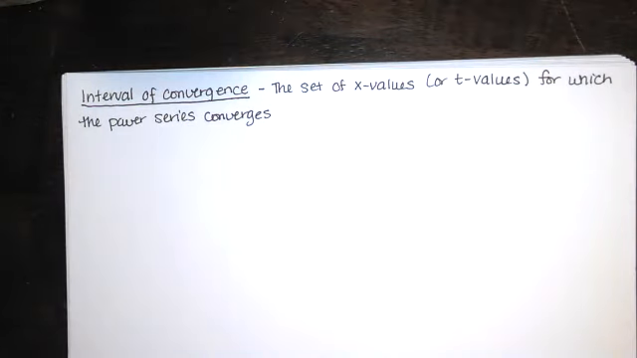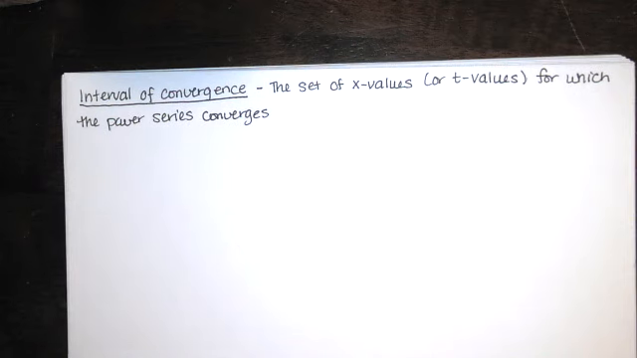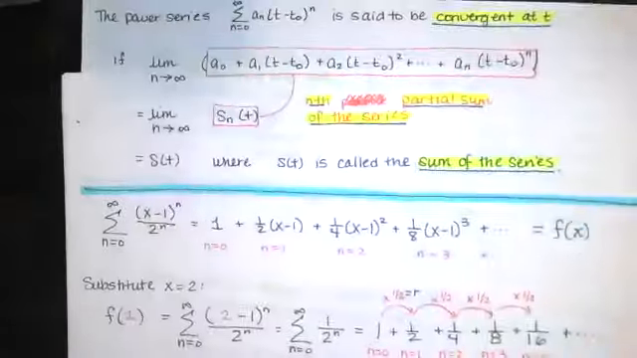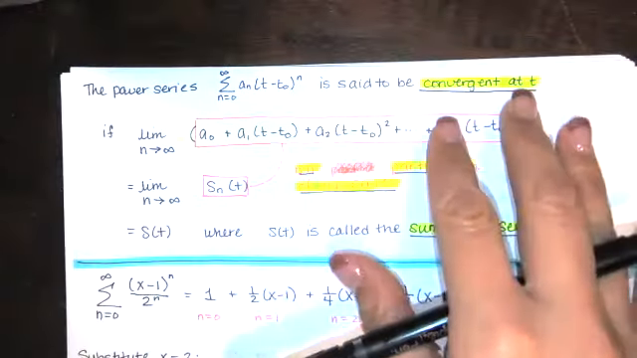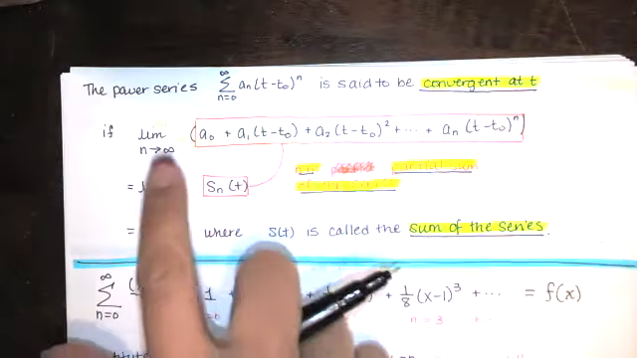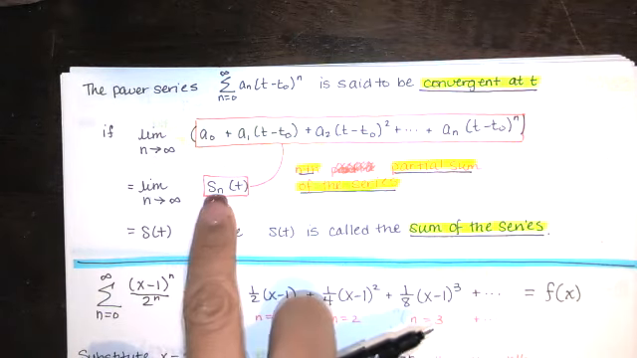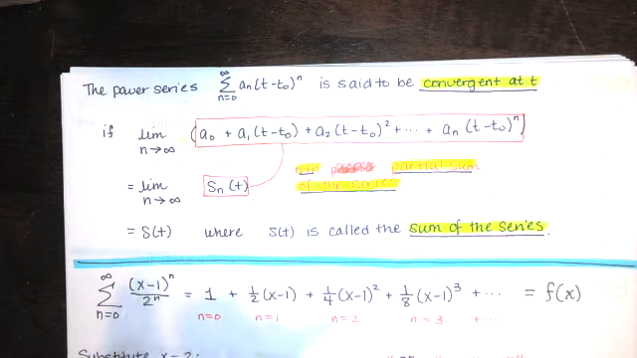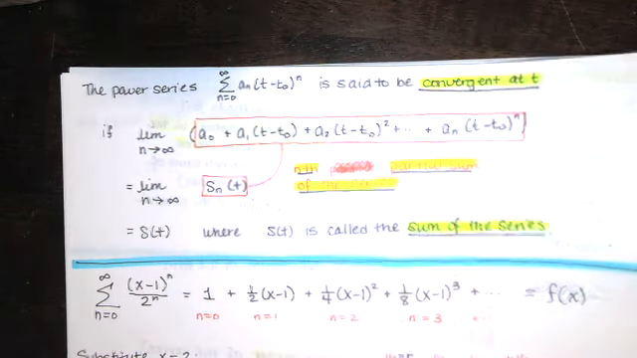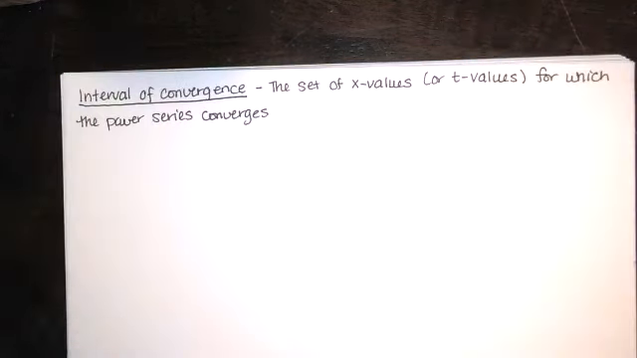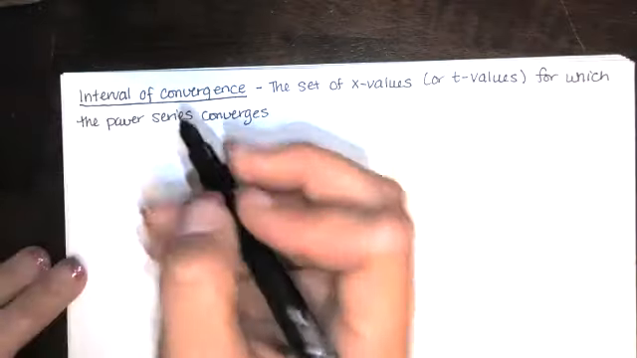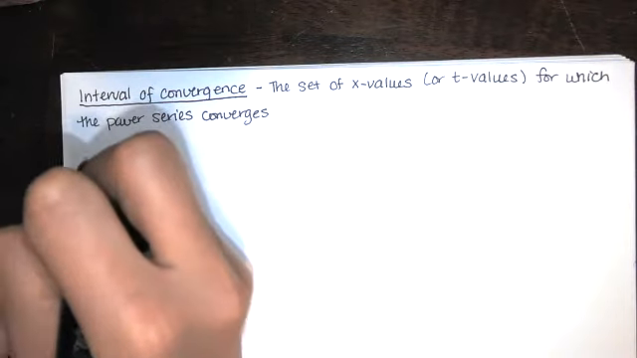Now I defined convergence in this way. I said that the power series converges at a value t if the limit as n goes to infinity of this nth partial sum converges to a function of t for that particular value of t. I didn't mention this other definition. Here's another definition before we talk about something else.